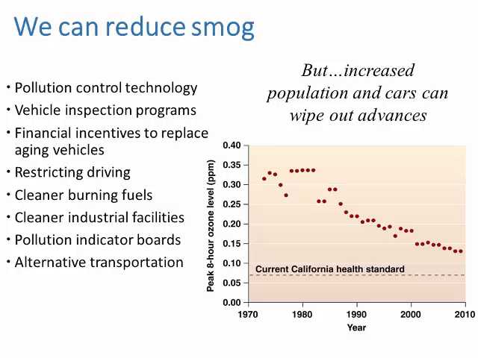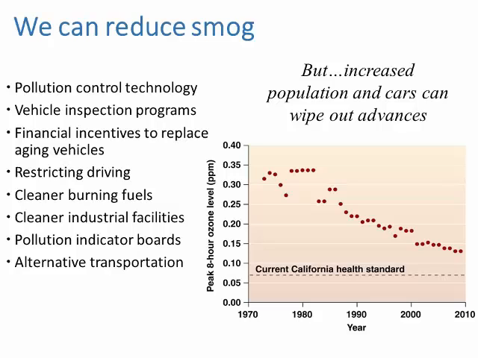We have reduced smog in the U.S. This graph shows peak levels of tropospheric ozone in Los Angeles from 1970 to 2010. Notice that the level of ozone has gone down over the decades, but it unfortunately still exceeds state health standards.